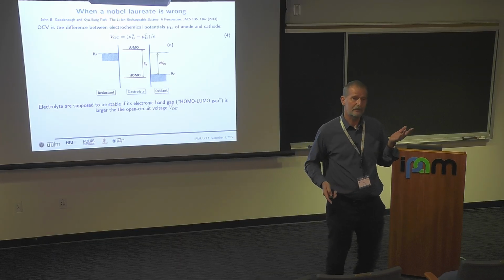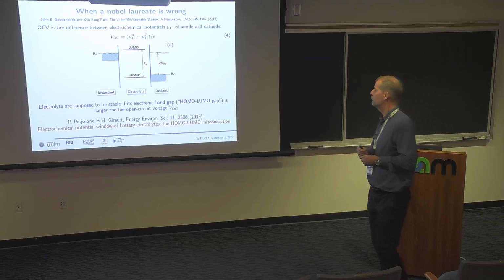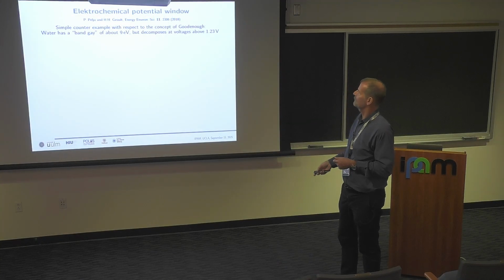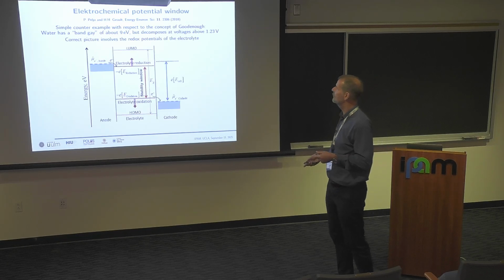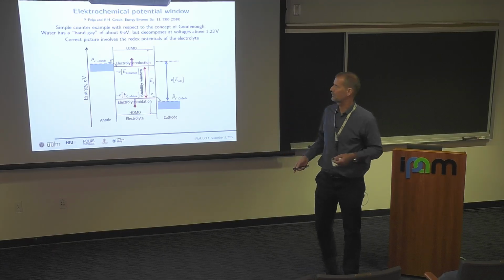But somebody came to my rescue, and I recommend this paper from 2018 in Energy and Environmental Science: The electric potential window of battery electrolytes, the HOMO-LUMO misconception. I will make the point that the most prominent electrolyte whatsoever doesn't fit into this picture, which is water. Water has a HOMO-LUMO gap, if you define it for a liquid, of 9 eV, and it has an electrochemical stability window of 1.23 volts. So this is a counterexample. If you had just thought about water, you would have guessed that it's nonsense. What matters are the redox potentials. It's not the HOMO-LUMO gap, it's the redox potentials.